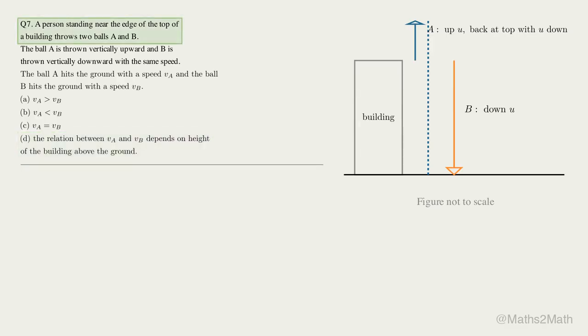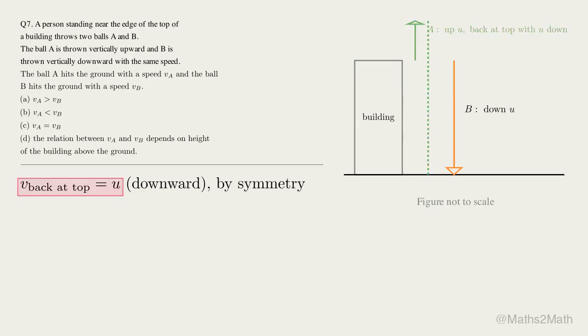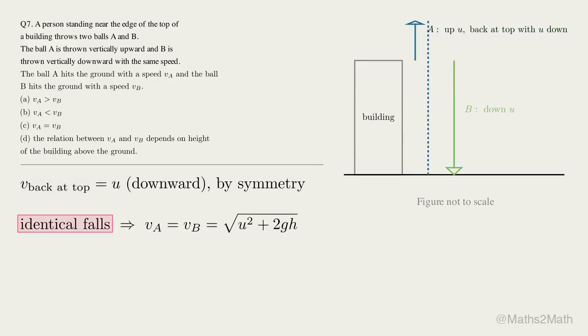What does this mean? Follow ball A. It goes up, comes back to the throwing point, and only then starts the downward journey. Ball A rises, stops, and returns to the top of the building. By symmetry, it passes its starting point with the same speed u, now pointing down. From that moment, A's journey is exactly B's journey. Same start, same speed down, same height, so they strike the ground at equal speeds.